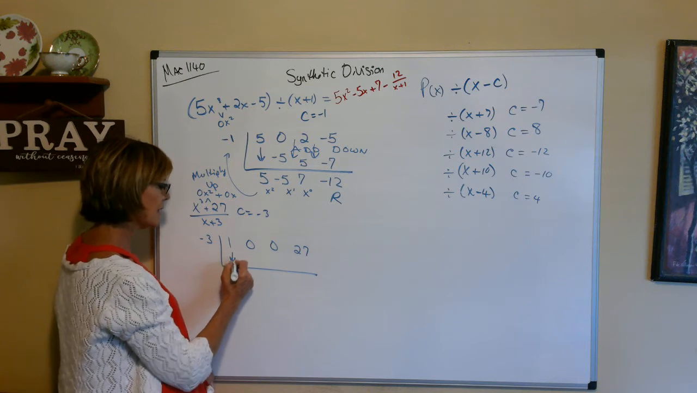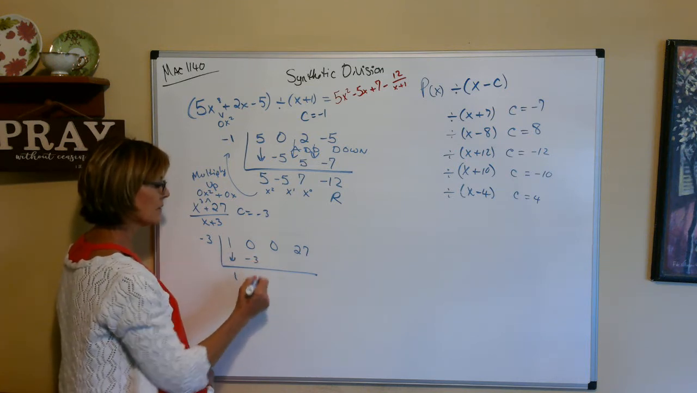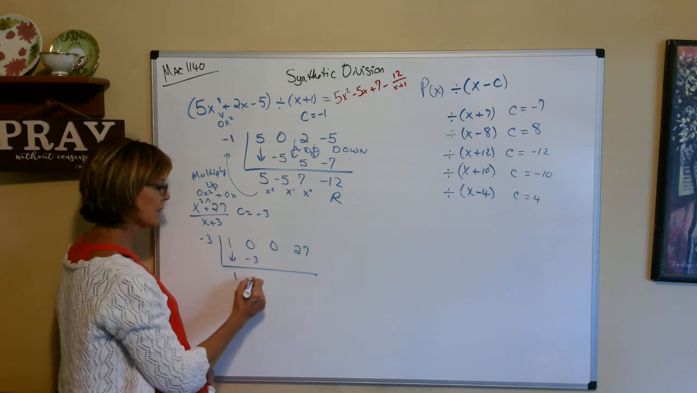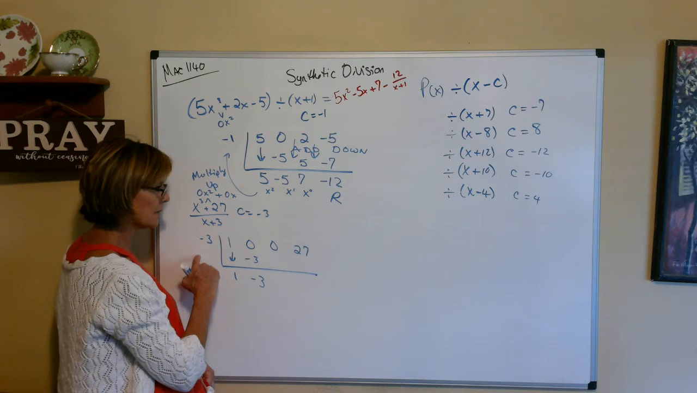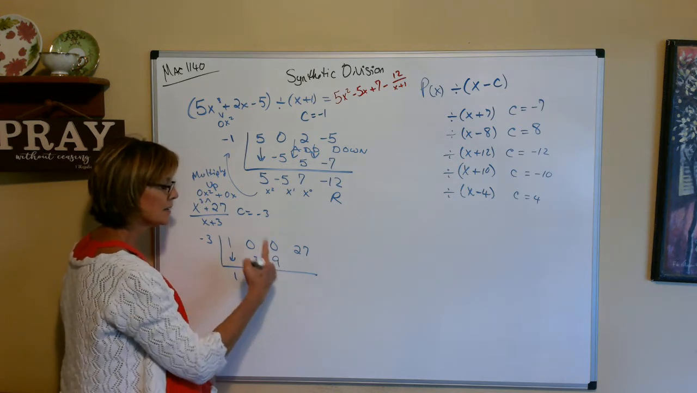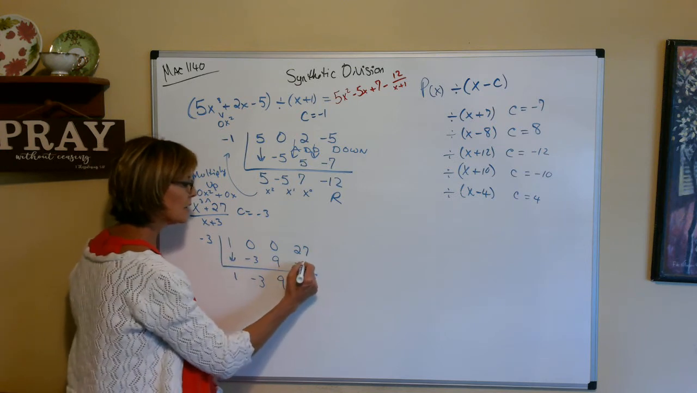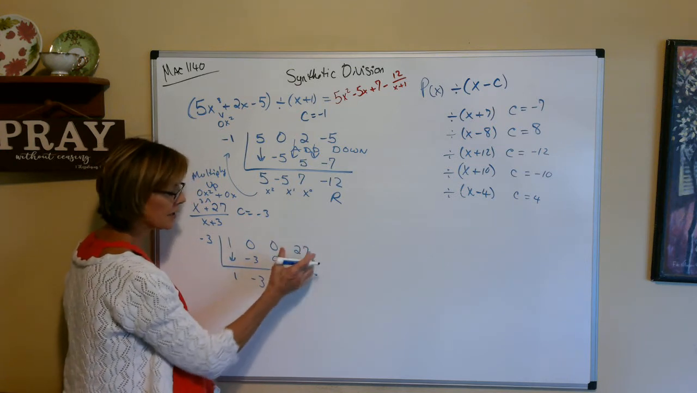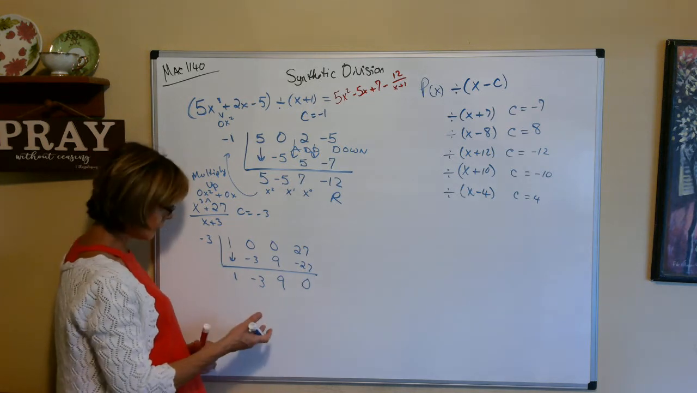Bring the first one down, 1. 1 times negative 3 is negative 3. 0 plus negative 3 is negative 3. Multiply up. Negative 3 times negative 3 is 9. 0 plus 9 is 9. 9 times negative 3 is negative 27. So 27 plus negative 27 is 0. Now, these are our numbers.